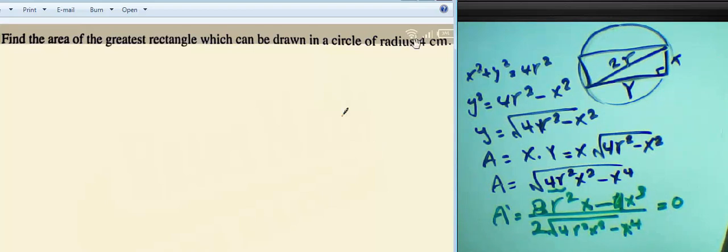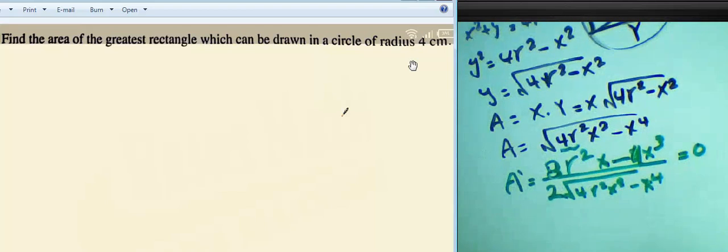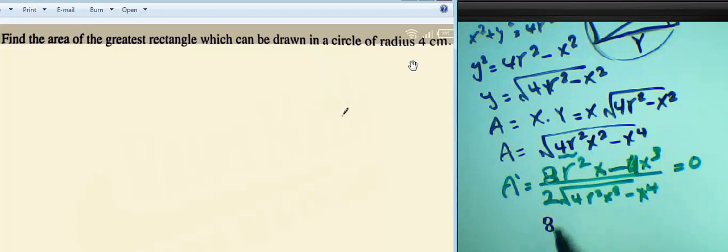He gives us the information: radius 4 centimeters. Then we will get the result here: 8r² x − 4x³ = 0. Put radius equal 4, so 4 squared equals 16, times x, subtract 4x³. We can divide by 4 here: 2 times 16 equals 32, and we can write the coefficient of x² outside, which will be (32 − x²).